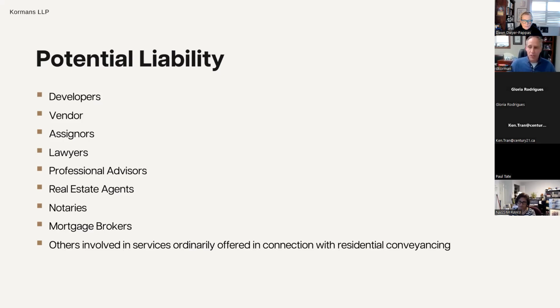It could apply to a seller who wants to do the deal with a non-Canadian buyer, assignors, lawyers on either side of the transaction, other professional buyers, you as a real estate agent, notaries, mortgage brokers, anybody that's providing services offered in connection with residential conveyance that's part of this, that participates in any way, each one of us can be subject to this $10,000 penalty.